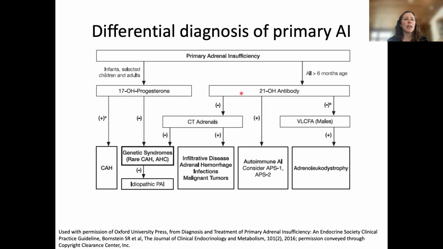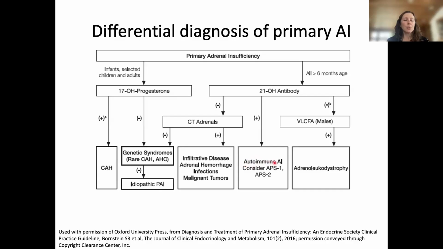In all patients greater than 6 months of age with a new diagnosis of primary AI, you should check a 21-hydroxylase antibody. However, even if the 21-hydroxylase antibody is negative, autoimmune AI is still the most likely cause in adults, as many patients become antibody negative when the autoimmune destruction has been present for some time.